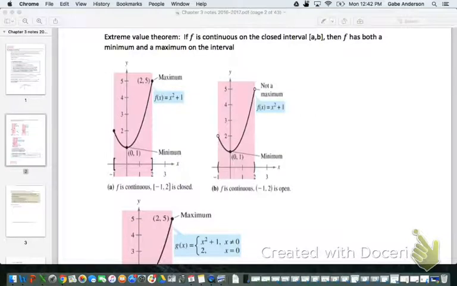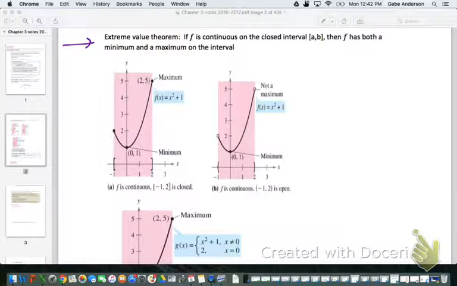All right, we are going to finish by talking about what's called the extreme value theorem. This is a very simple theorem. It's an existence theorem. It doesn't really tell us what to do. It just tells us that something exists. So take a look at it. It's up here. The extreme value theorem: if f is continuous on a closed interval [a, b], then f has both a minimum and a maximum on that interval.